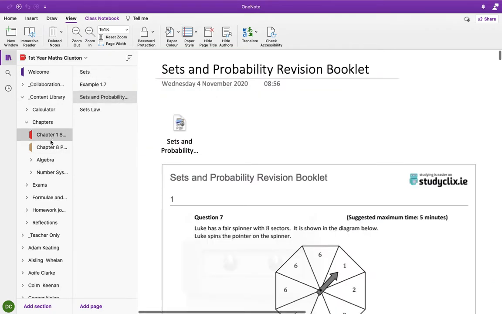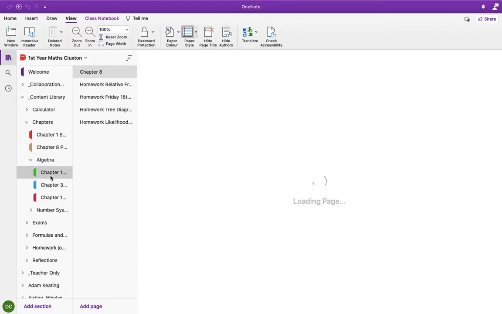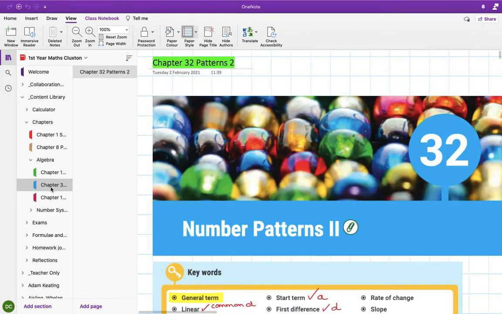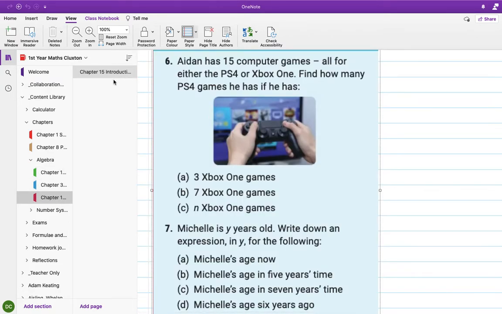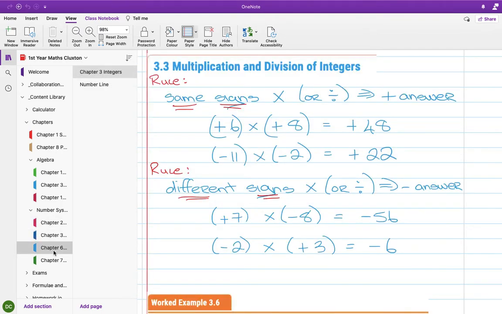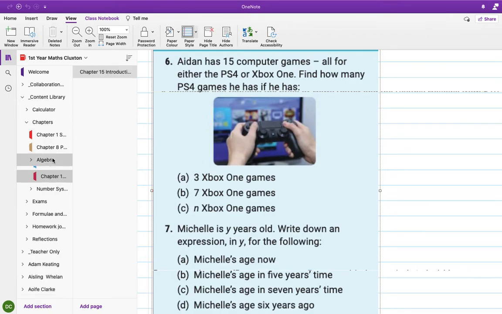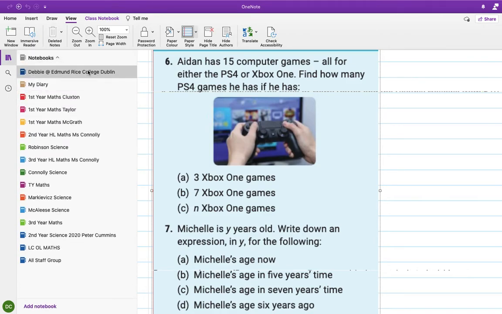So that's sets, that's probability. In algebra, I have the first patterns chapter, the second patterns chapter, and this is the new chapter today, chapter 15. And then in number systems, chapter 2 is natural numbers, chapter 3 is integers, chapter 6 is rational or fractions, and chapter 7 is decimals and percentages. I've just put them into little folders because the list was getting a bit long. So what we're working on now is in algebra, and it's this one here, chapter 15. Just so everybody has seen that.